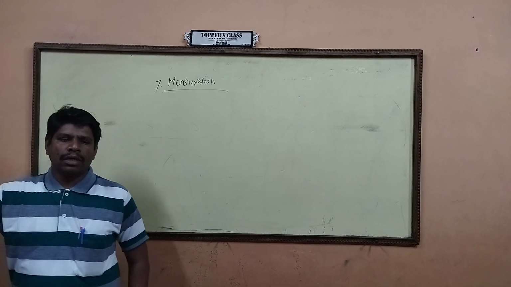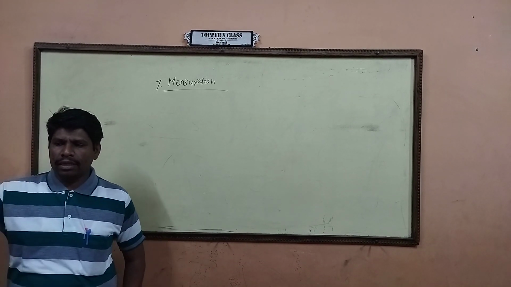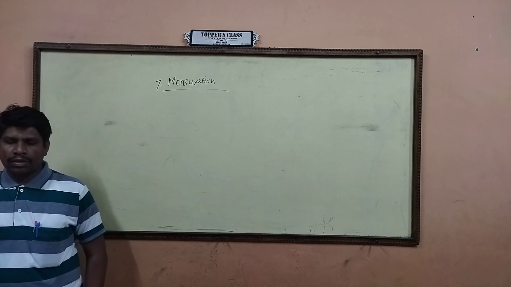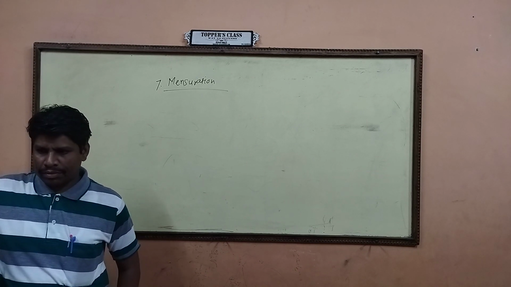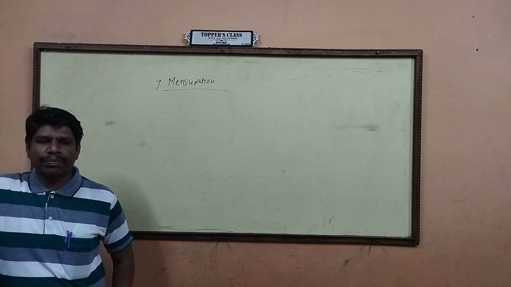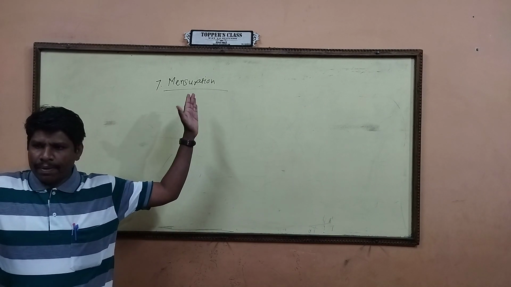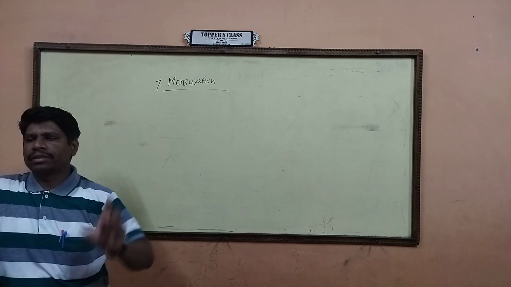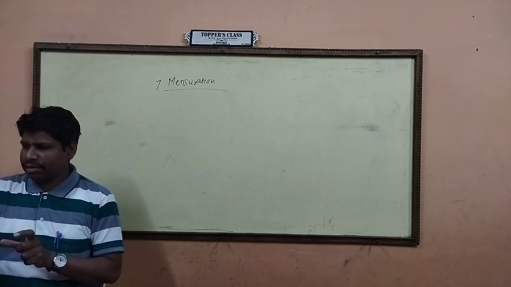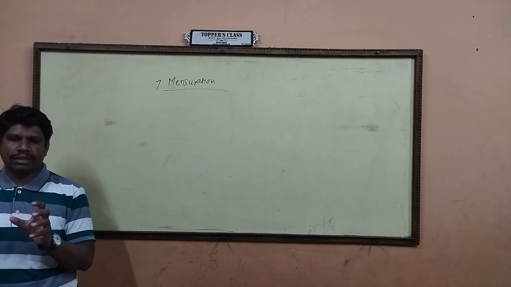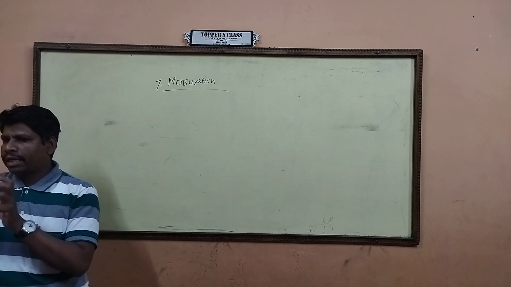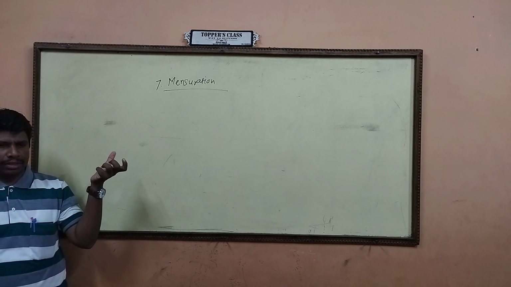Now, today we are going to learn lesson number 7, that is mensuration. So, what is mensuration? Mensuration is a branch of mathematics which studies different shapes, their areas, their volume, their length, and this is called mensuration.